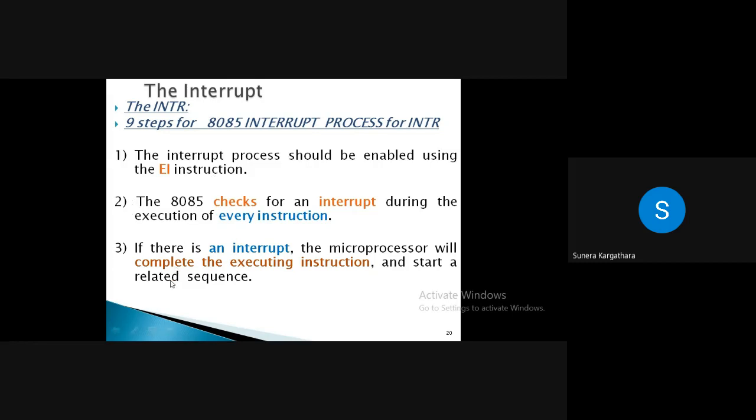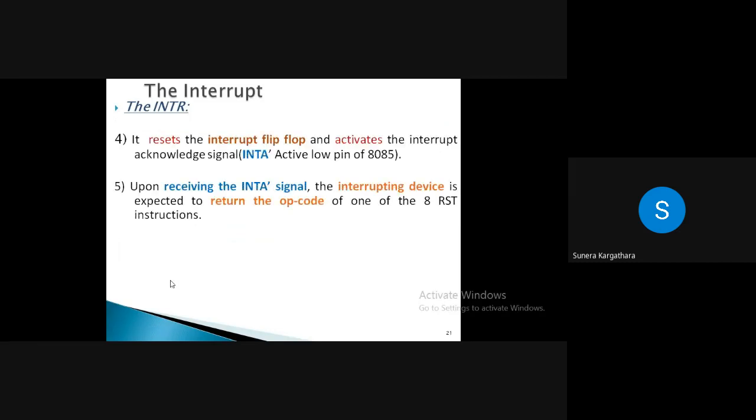Am I communicating, students? Yes or no? Quite easy, there is not much in this. Because we are talking about INTR, we can understand that an interrupt acknowledgement will go from the processor to the peripheral, right? So it resets the interrupt flip-flop and it will send an acknowledgement signal. Upon receiving the acknowledgement signal, the interrupting device is expected to return the opcode of one of the RST instructions.